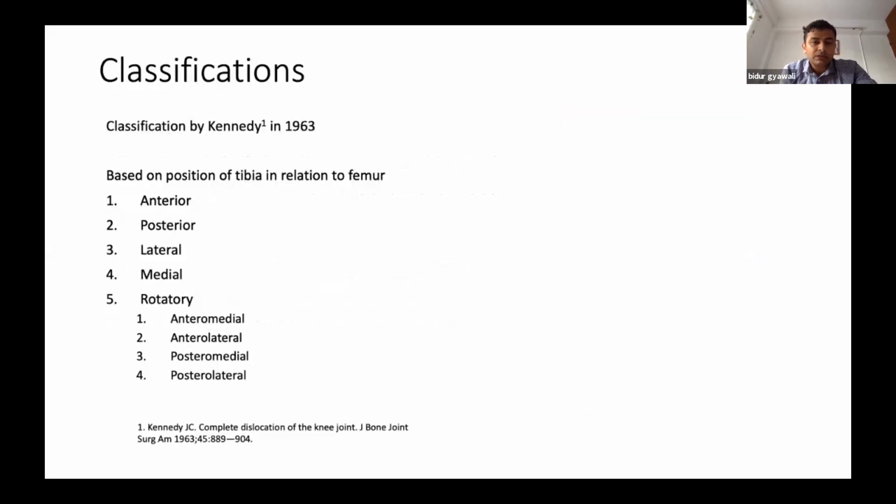Briefly talking about the classification systems of knee dislocation, the initially well accepted one was the classification described by Kennedy et al. It was described in 1963. It was based on the position of the tibia in relation to the femur. It had basically 5 categories: anterior, posterior, lateral, medial, and rotatory. And rotatory further had 4 subtypes.